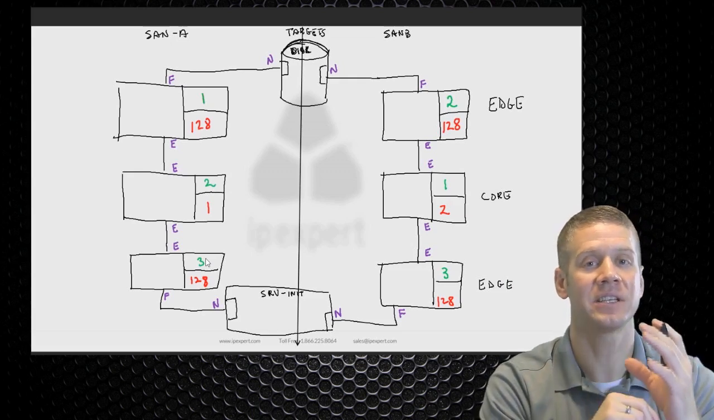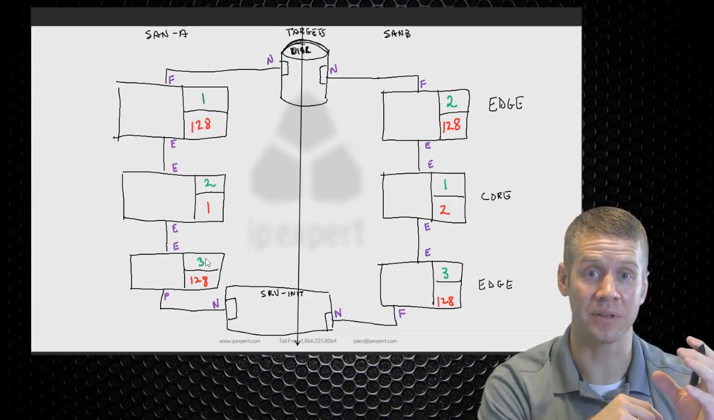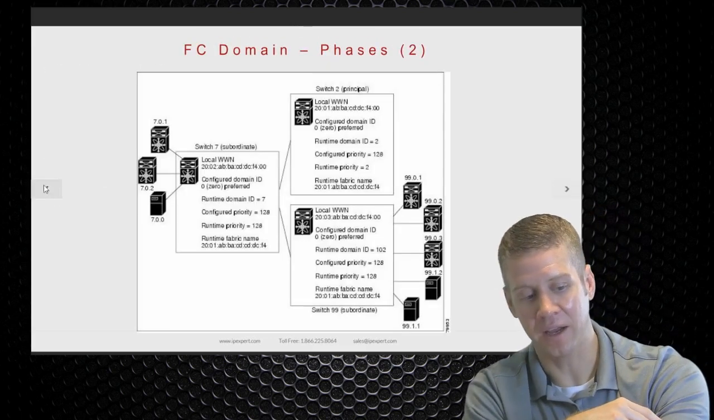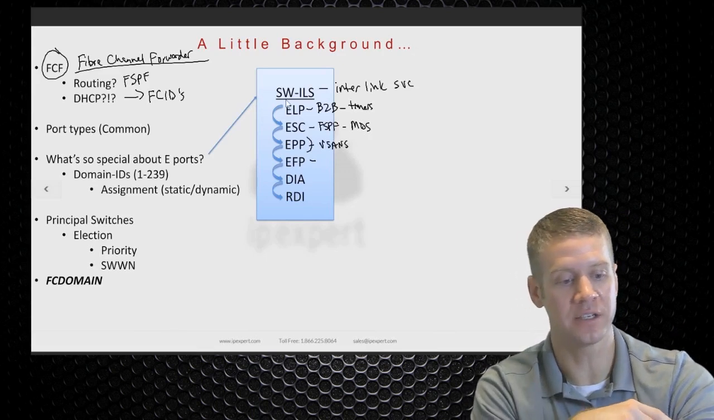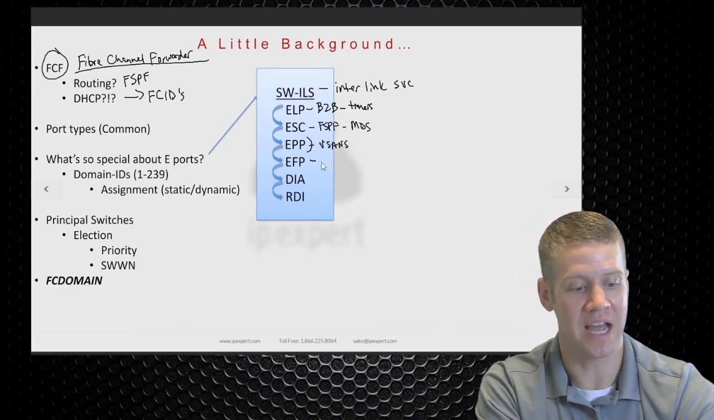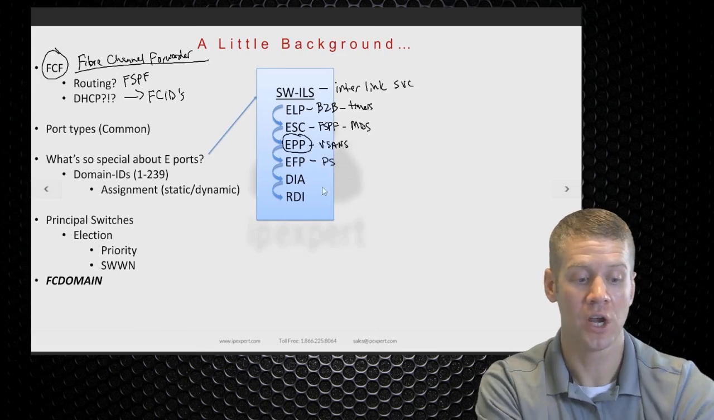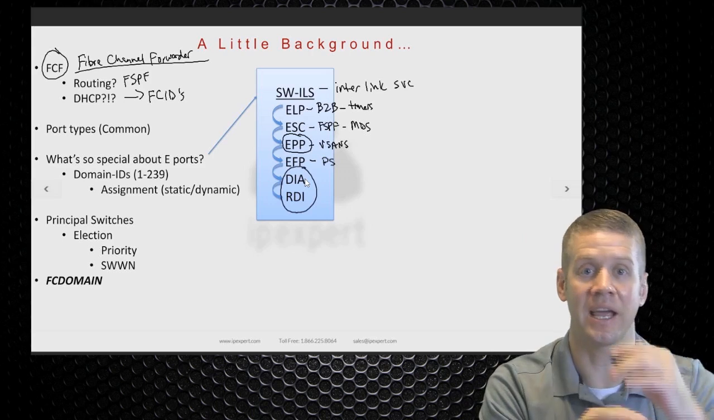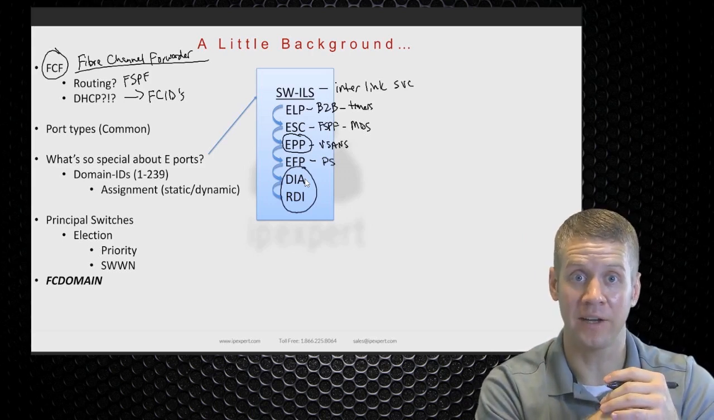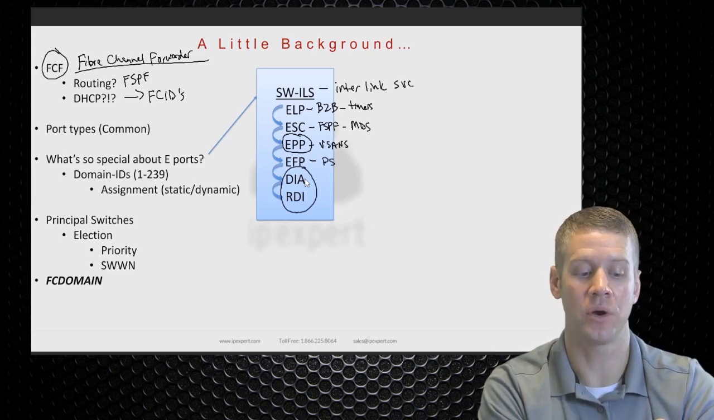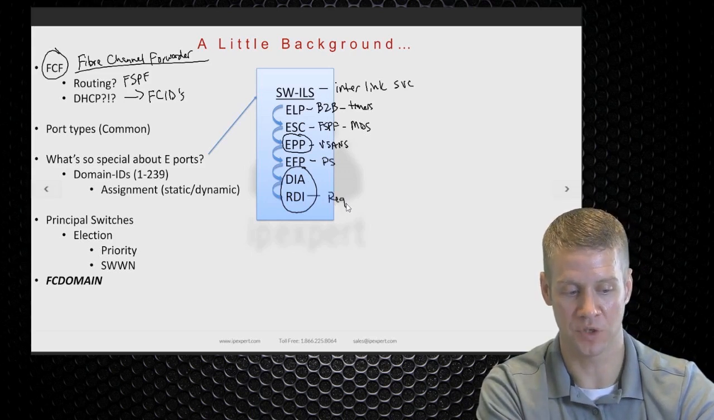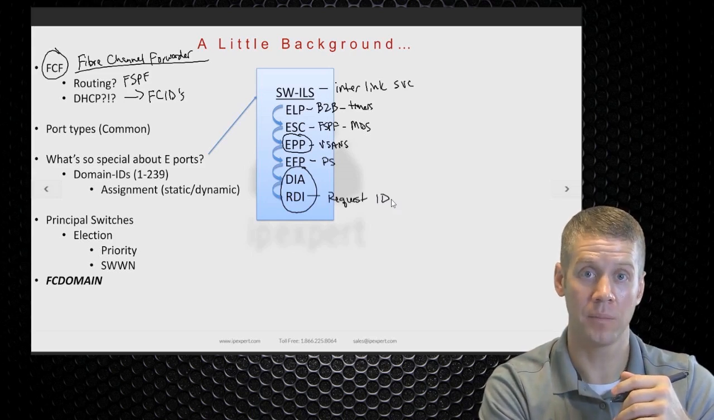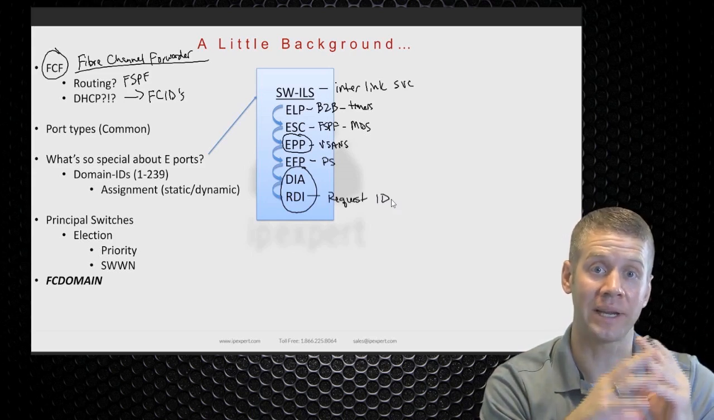But the key here is that the principal switch election happens, and then domain IDs are assigned. If we go back to the last 2 steps of our switch internal link service, once we establish that we have a principal switch, we do domain identification. We're saying, hey, the fabric's ready to start assigning domain IDs, and then the other switches come in and request domain IDs. All right, so that is the switch internal link service.